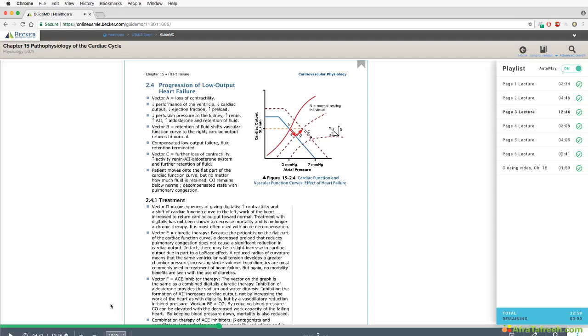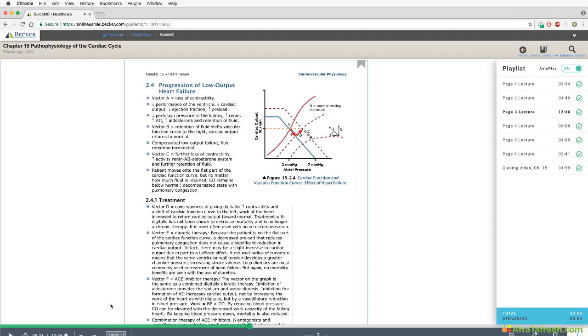Now suppose the disease progresses. If the disease progresses, you continue to lose contractility. And the consequence is we move down vector C. Because you lose contractility, the cardiac function curve shifts further to the right. If you move down vector C, performance goes down, cardiac output goes down, blood pressure goes down, but you have a further increase in preload because ejection fraction goes down even more.